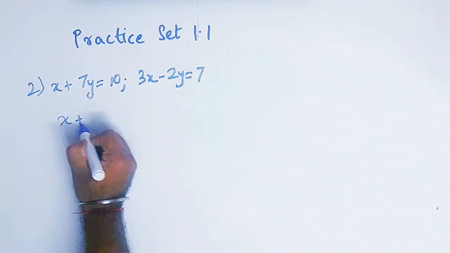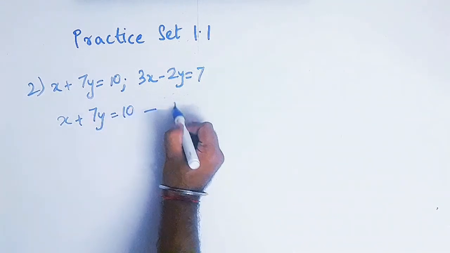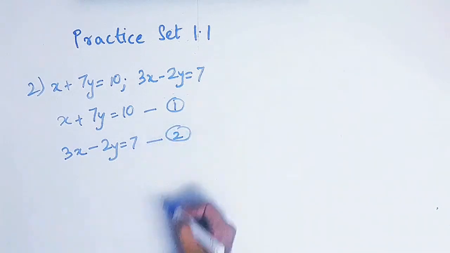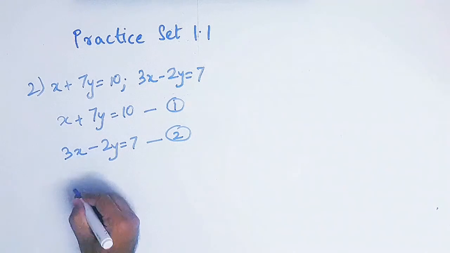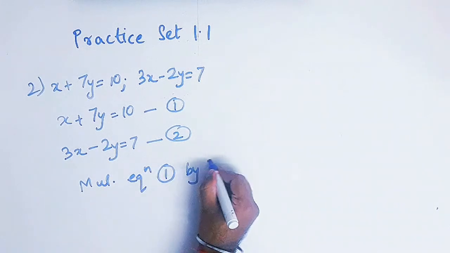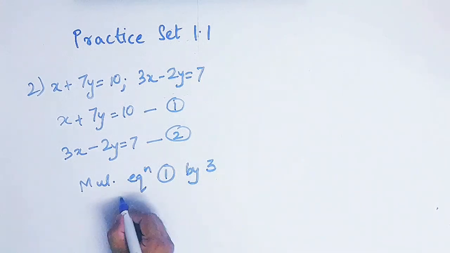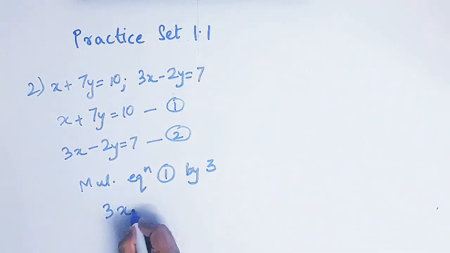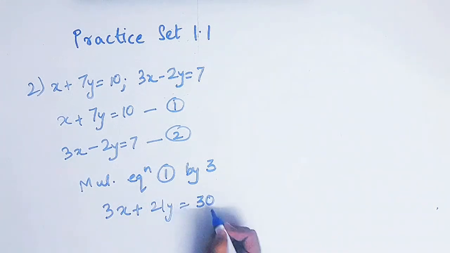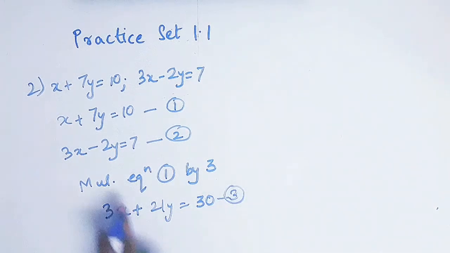So let us name the equations first. x plus 7y equals 10, I'll name this 1. And 3x minus 2y equals 7, I'll name this 2. Now what I'll do? Multiplying equation 1 by 3, we'll get 3x plus 21y equals 30. So you got a new equation, that is the third one. Now you can see 3x minus 2y equals 7 and 3x plus 21y equals 30.